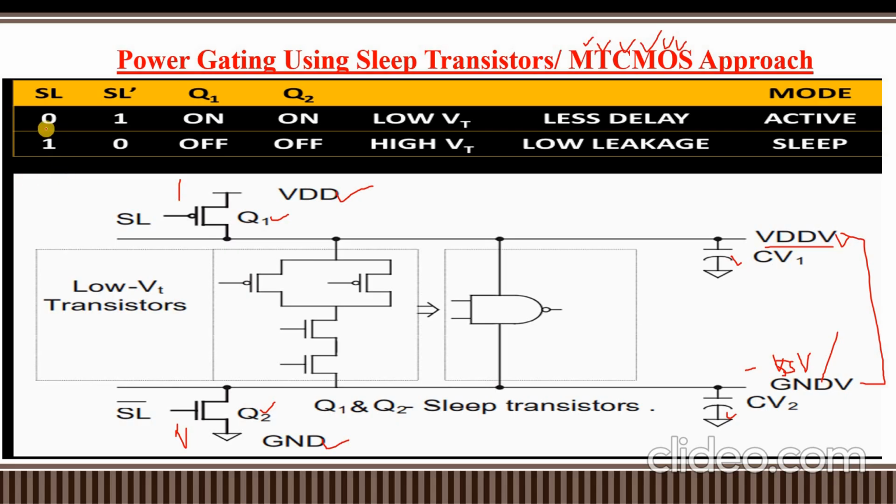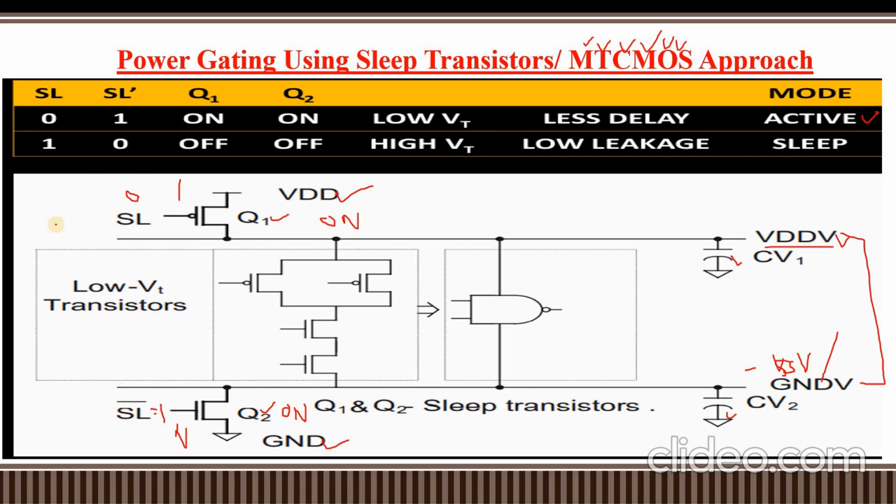See the operation of the power gating technique. If SL is 0, the PMOS transistor will be in on condition, and Q2 also will be in on condition because SL bar is 1, and 1 means the NMOS will be on. So low VTH, less delay, it is in active mode. It works in two modes, active mode and sleep mode. If SL is 0 and SL bar is 1, it works in active mode.